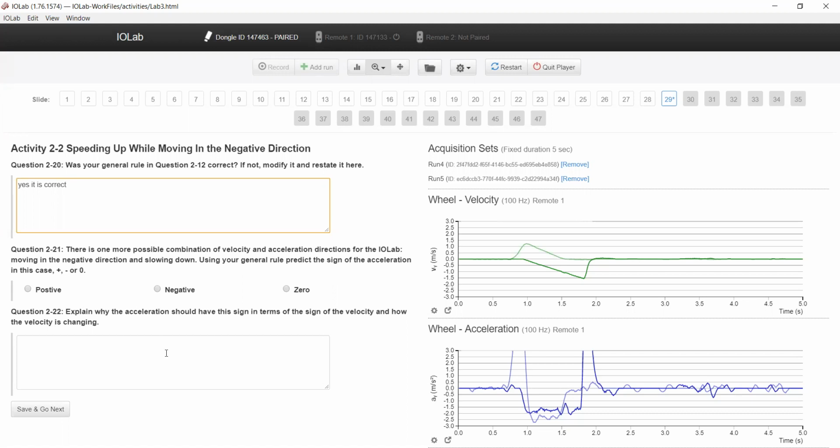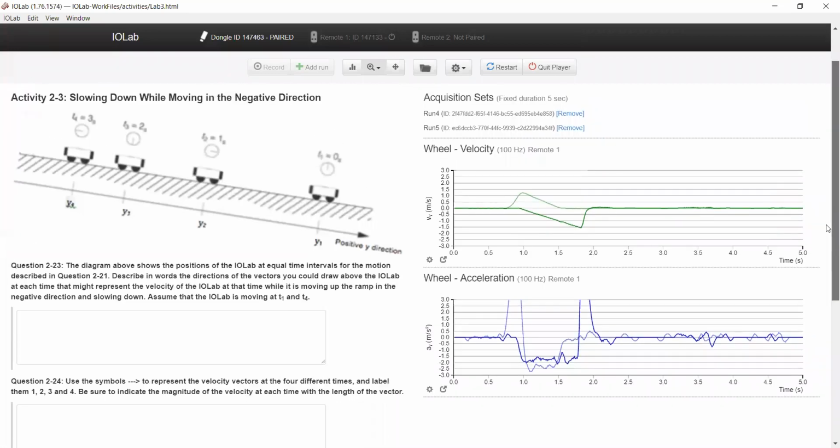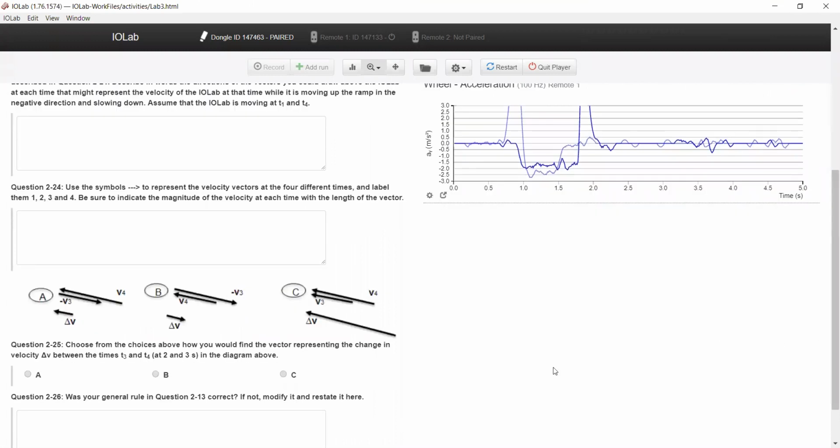So go ahead, answer your questions, click save and go. In the next slide, we have been representing velocity at different times with arrows. Slowing down in a negative direction, so the magnitude will be smaller as time goes on, and moving in the negative direction, the velocity is going towards left. Based on that, make your arrows. Before slowing down, the arrow will be longer, then shorter, slowing down in the negative direction. Go ahead, answer the questions and click next.